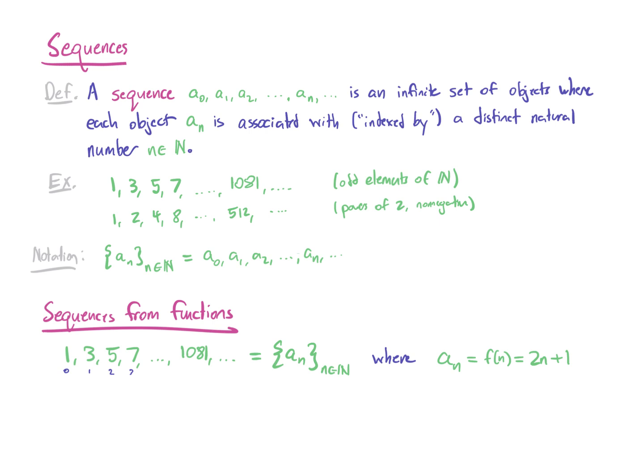Here's another one. So I can have a sequence 1, 2, 4, 8 onward to 512 and into infinity, where here b sub n is my name for the elements of this sequence. And here, in this case, b sub n also has a formula, so I can write it as a function that I'll call g of n, and its formula is 2 raised to the nth power. So here, 2 raised to the 0th power is 1, 2 raised to the first power is 2, 2 raised to the second power is 4, 2 raised to the third power is 8, and so on.